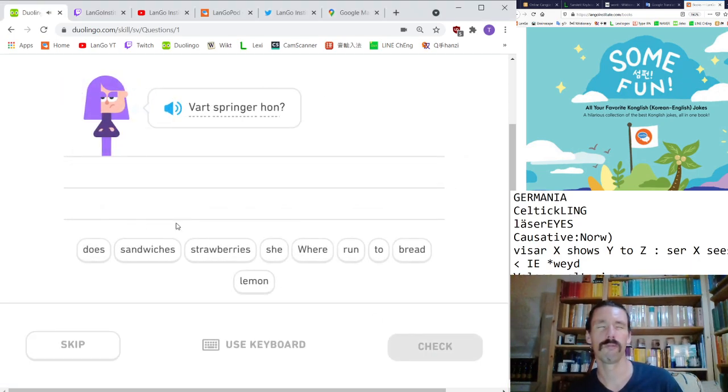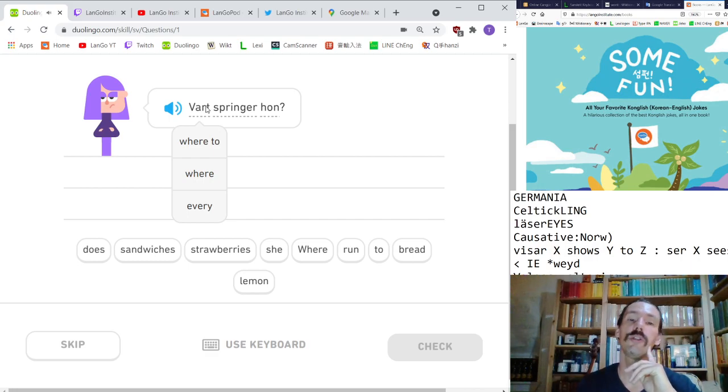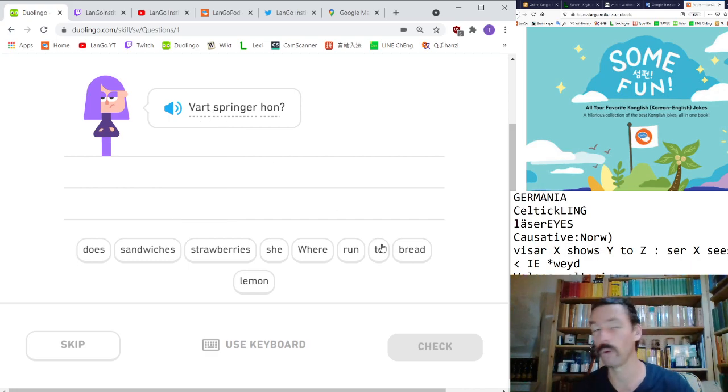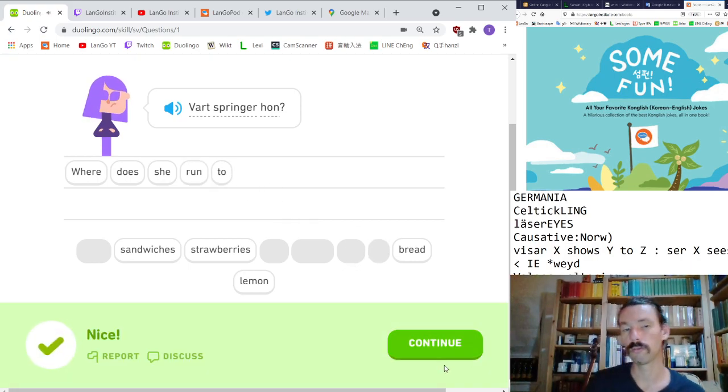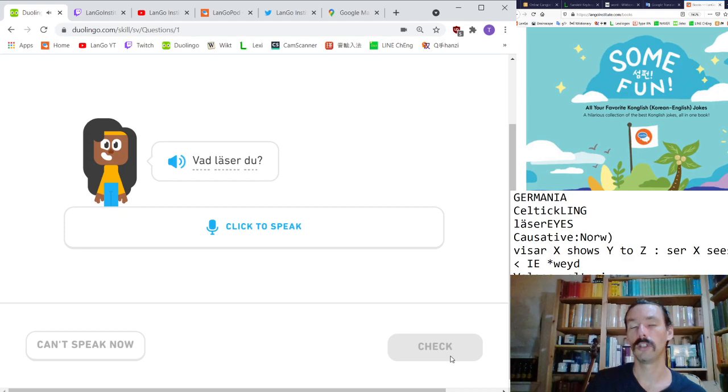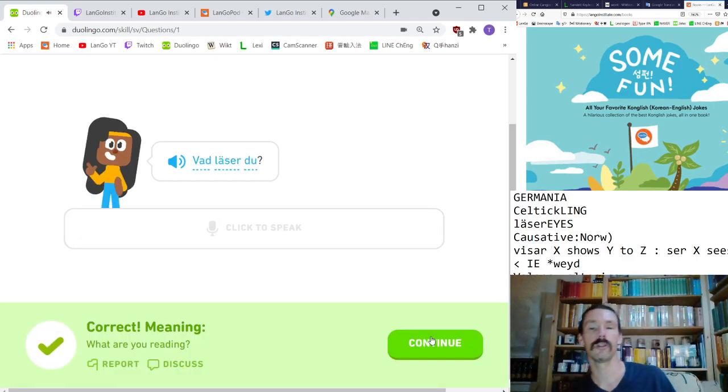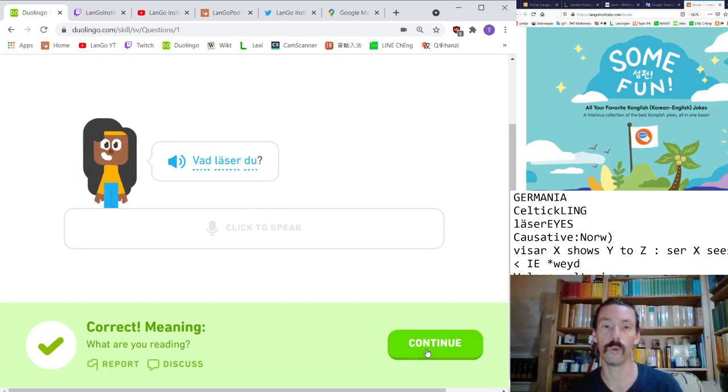Vart springer hon? Vart. Interesting. So, meaning toward, an allative form of where. To where. Where does she springa? Springer. Jump or run to? Where does she run? Unto where does she run to? Vad läser du? What are you reading? This U written, Swedish is quite fronted. It's really the y, a front rounded vowel.